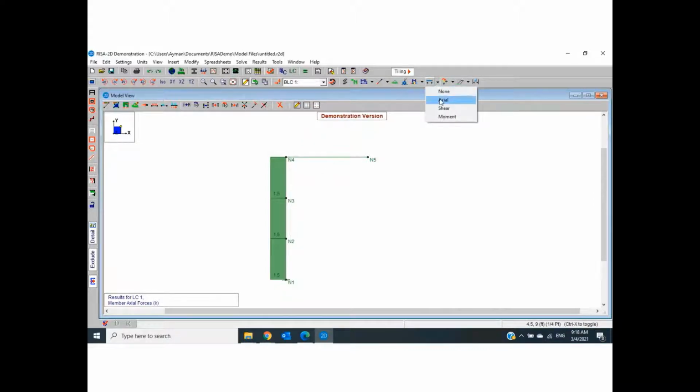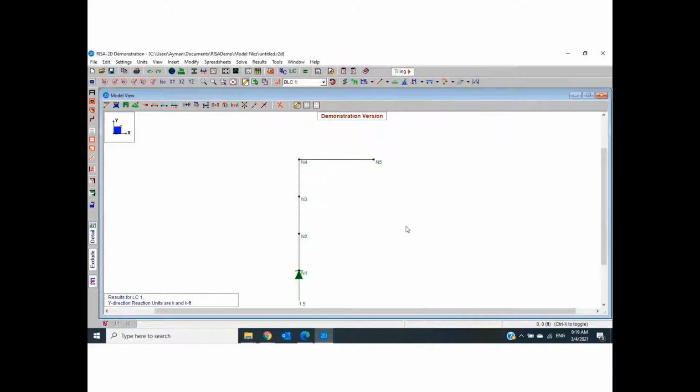Shear. Here you go. Here is the shear force diagram. Bending moment. Here is the bending moment diagram. If you would like to show up the reaction, okay, let's start with the horizontal reaction, X direction. We have horizontal reaction here, 2.5. Vertical reaction in Y direction, we have vertical reaction, 1.5.